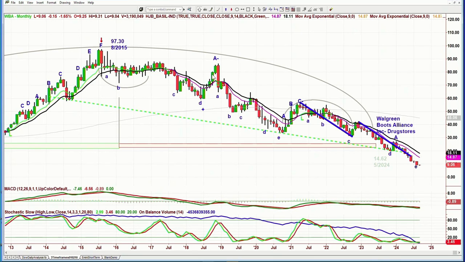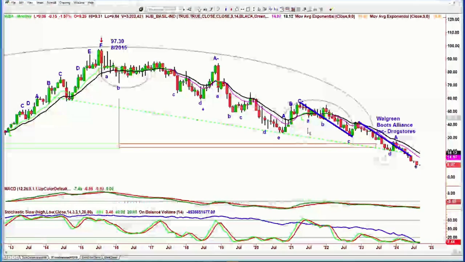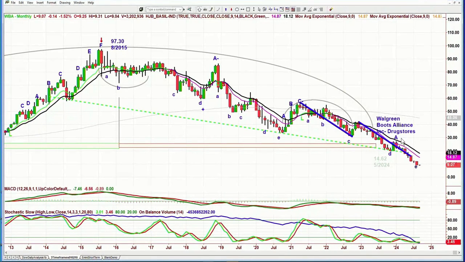I remember it well. We had someone in the den who was actually long and did very nicely with it. I can't remember now if they got out in time, but it did really very nicely. And it keeps fading, and it keeps fading. I mean, they've got Boots Alliance, and look at this, CVS.